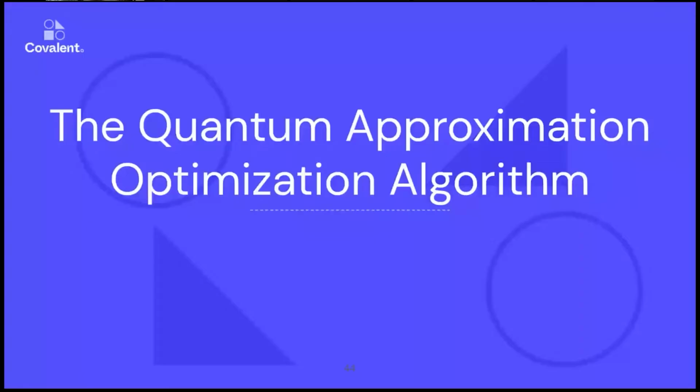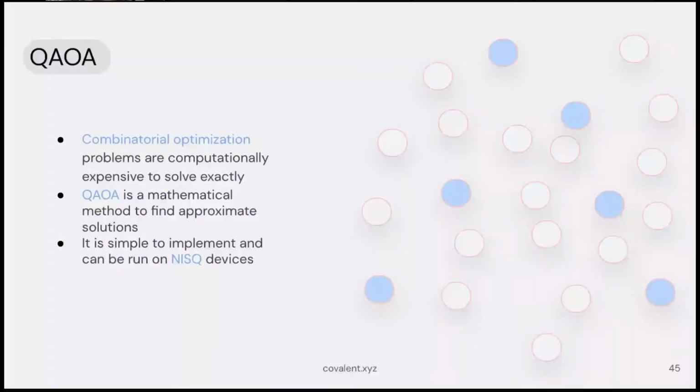Okay, so our application of quantum machine learning is going to be to the quantum approximate optimization algorithm, or QAOA. So QAOA is a method of finding approximate solutions to combinatorial optimization problems. So this is when you have a lot of different variables and you're trying to find some particular optimal combination of those variables. So they're very computationally expensive to solve exactly, both in terms of time and computational resources, which is why you would want to try to find an approximate rather than exact solution. It's also simple to implement and it can be run on these NISQ devices, so quantum computers as they are now.